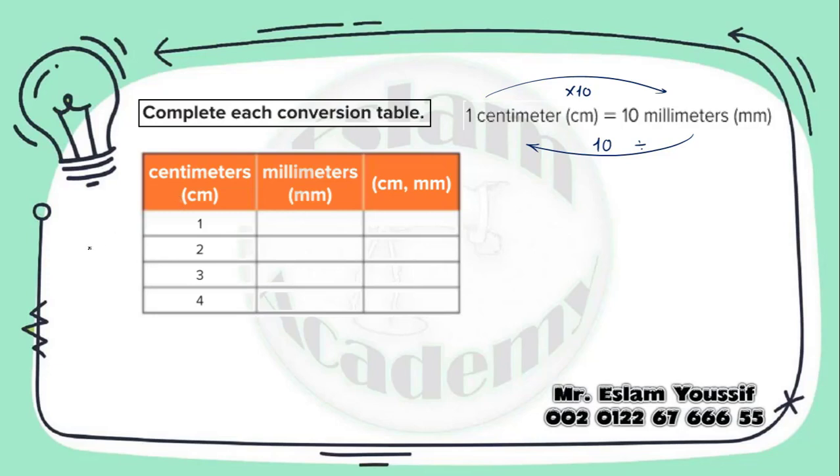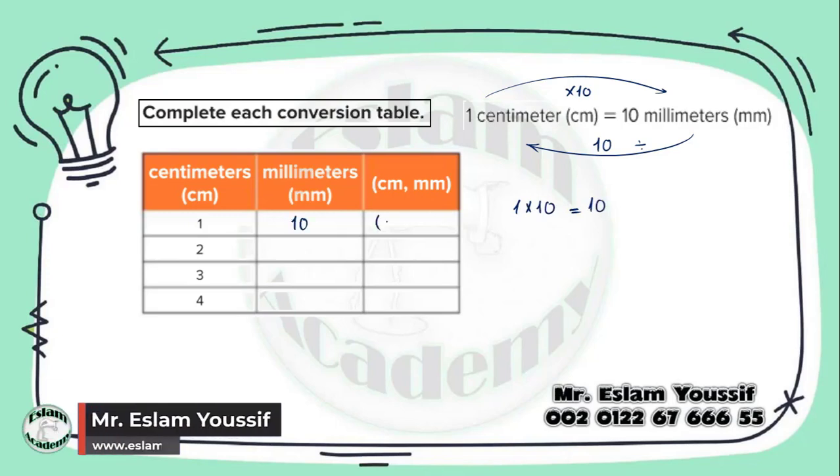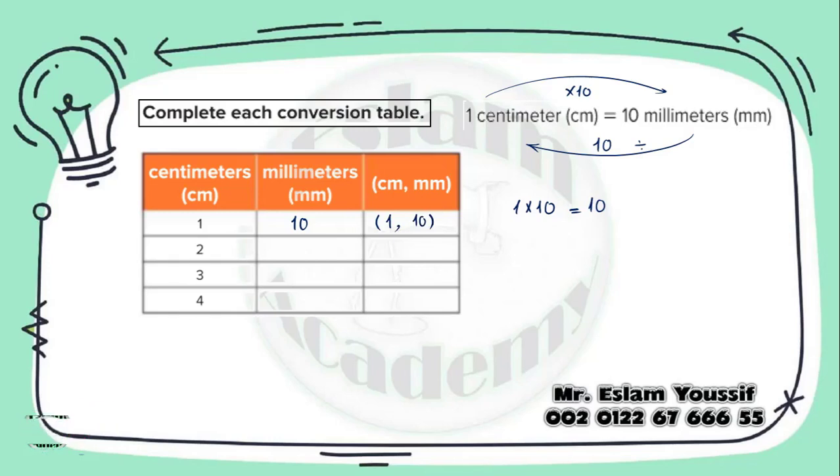Now we have 1 centimeter. For each 1 centimeter, to convert to millimeter, we will just multiply. So it will be 1 times 10, which equals 10. Now we will write the ordered pair. The first number will represent the number of centimeters. And the second number will represent the number of millimeters, which is 10. So the ordered pair now will be 1 and 10. For each 1 centimeter, it will be equivalent to 10 millimeters.